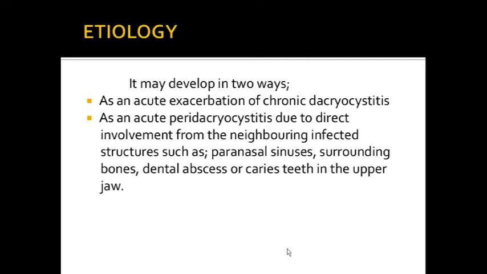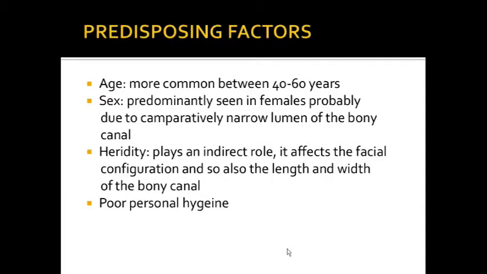Now we come to the etiology. It may develop in two ways. First is as an acute exacerbation of chronic Decryocystitis. Okay, so it usually gets infected mainly from the neighboring structures like paranasal sinuses, surrounding bones, and dental abscesses, mainly in the upper jaw. These are the involvement from the neighboring infected structures. So this is the etiology behind acute Decryocystitis.